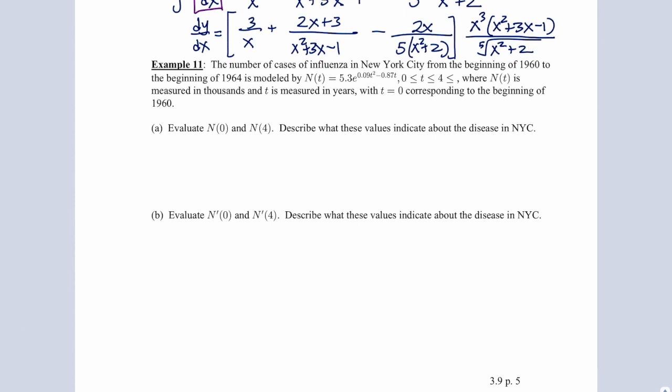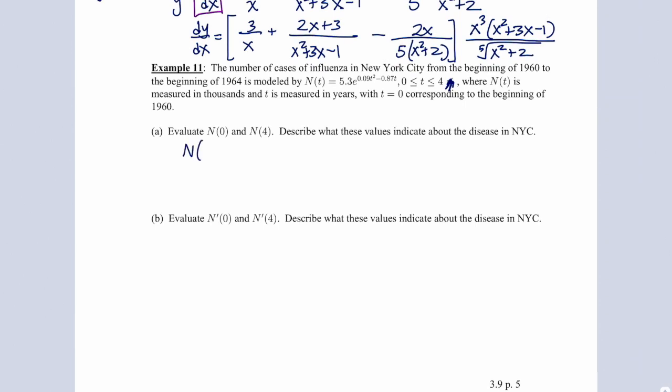All right, then example 11 says the number of cases of influenza in New York City from the beginning of 1960 to the beginning of 1964 is modeled by this function, where N of t is measured in thousands and t is measured in years, and t equals 0 corresponds to the beginning of 1960. The first part just asks us to evaluate N of 0 and N of 4 and then describe what those values tell us about the disease in New York City. So N of 0 and N of 4.